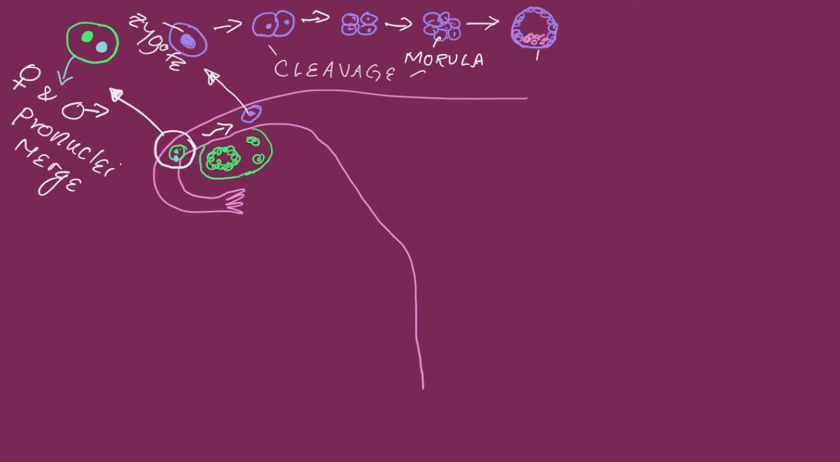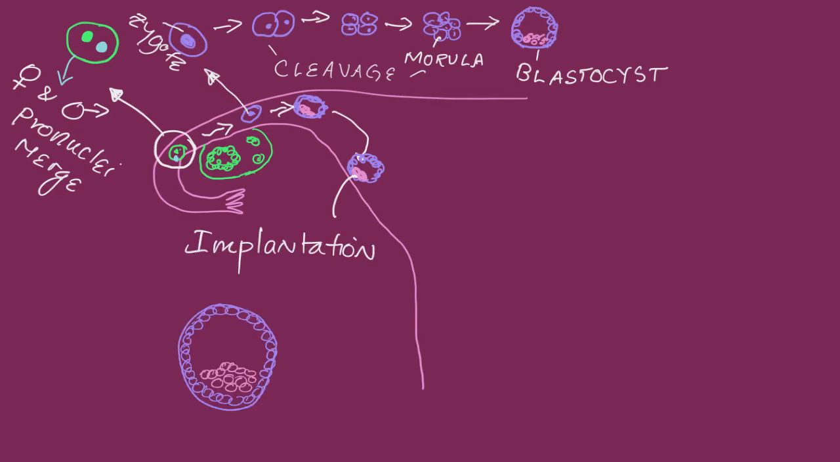This zygote now divides. It divides into two cells, and then the two cells divide again and make four cells, and so on, until a cluster of cells is formed called the morula. These stages of division, which are mitotic divisions, are called cleavage. The final structure that is formed is called the blastocyst, and this blastocyst leaves the fallopian tube and implants into the endometrium of the uterus. So here is implantation.